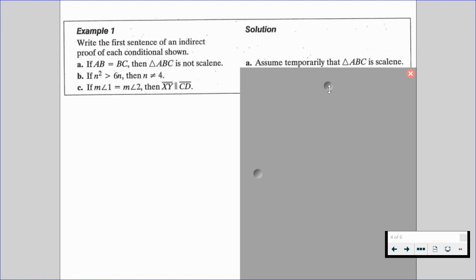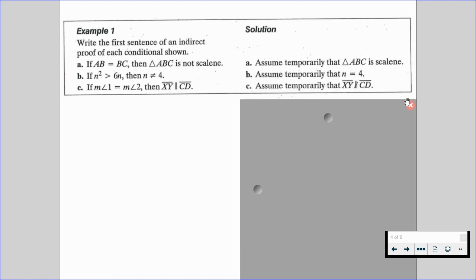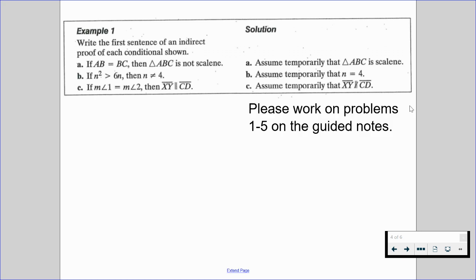The solution for A: assume temporarily that triangle ABC is scalene. So again, you always assume temporarily that what you're trying to prove is false. B, assume temporarily that n is equal to 4, because again, you're trying to say that n is not equal to 4. You're going to assume temporarily that n is equal to 4. And lastly, assume temporarily that the segments XY and CD are not parallel. With this in mind, please work on problems 1 through 5 on the guided notes and resume when you're ready to move forward.